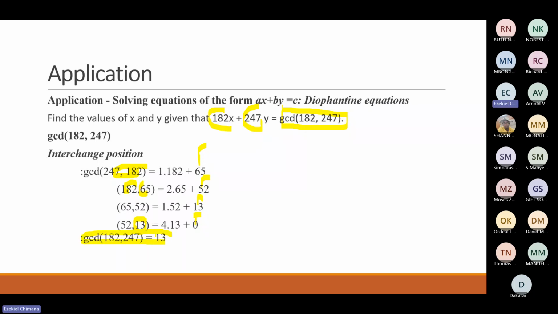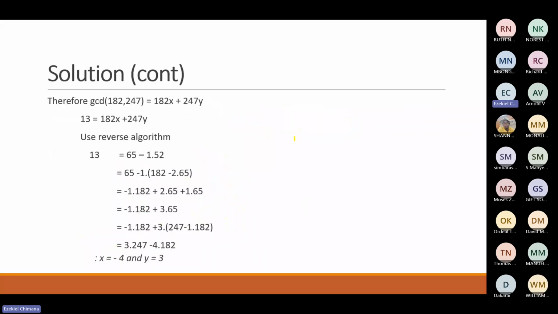The GCD is 13. So in other words, now you'll be asked to solve 182x plus 247y is equal to 13. This was the first part of it. Now what you need to do is to solve 182x plus 247y is equal to 13. How do you do that? You need to reverse the algorithm so that you can end up having an expression in this form.